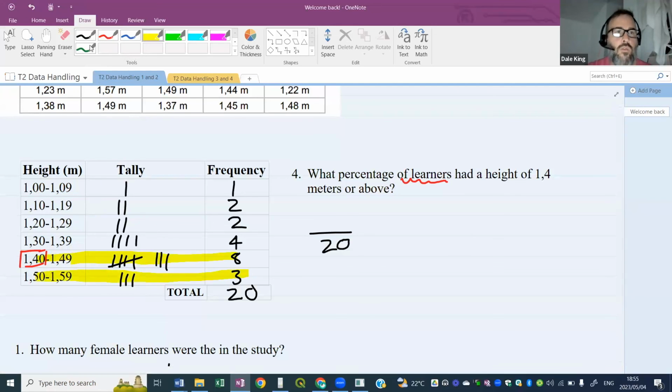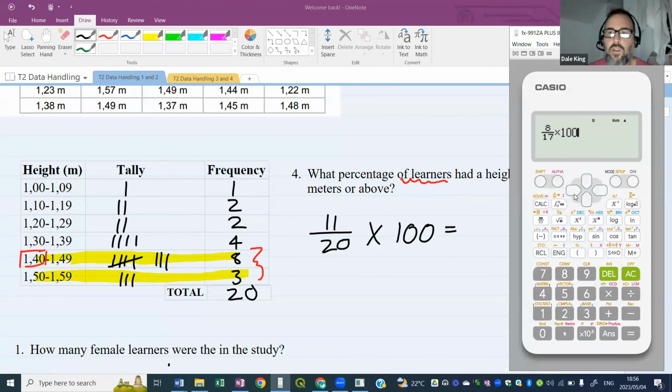Because that's 1.4 to 1.49 and 1.5 to 1.59. So that is 1.4 and above. There are a total of 11. 8 plus 3 is 11. That are 1.4 and above. And we need a percentage, so we've got to times this by 100. I've got my fraction here. I'm just going to change the values. I need 11 at the top, and I need all my learners at the bottom, which is 20.